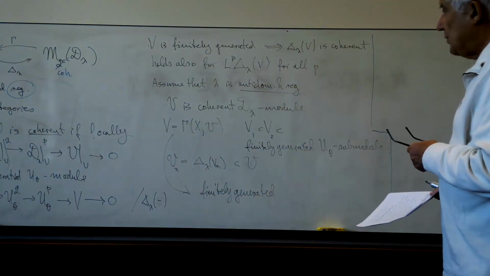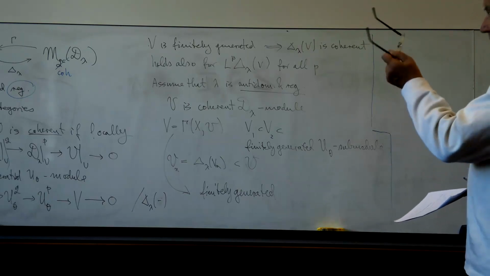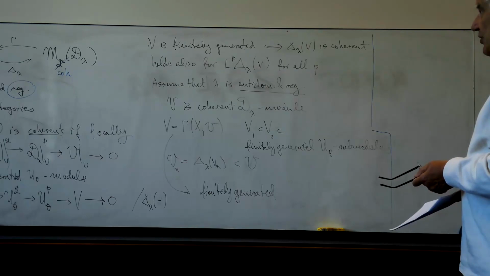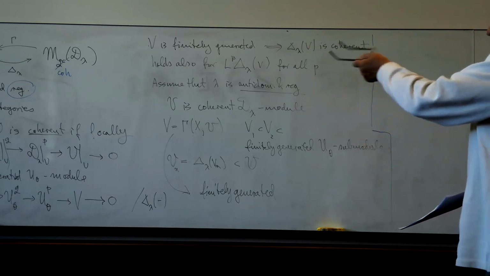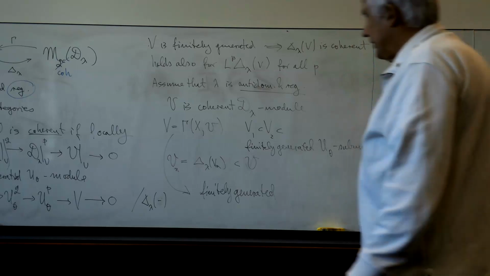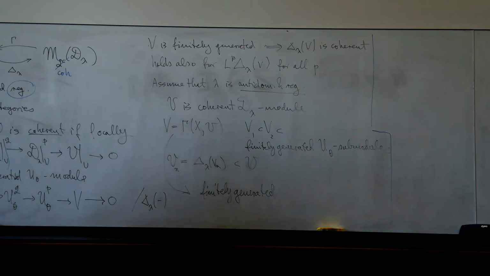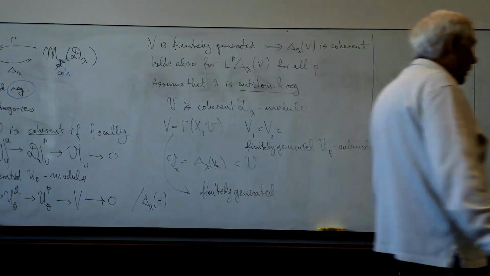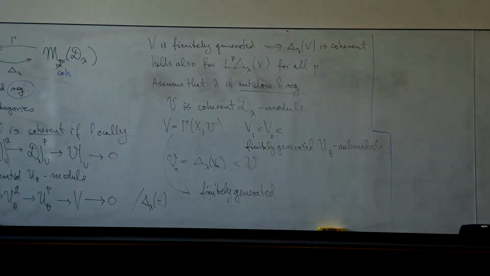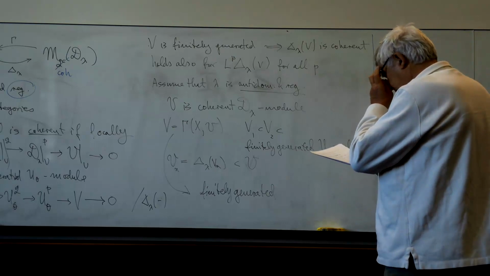So what do we know? We know that if we localize a finitely generated U theta module, we always derive localizations. So in particular, localization in the situation when lambda is anti-dominant is coherent, but we do not know what happens with cohomologies if V is coherent. We would like to know that cohomologies of coherent D lambda modules are finitely generated. So this is the goal of our discussion.